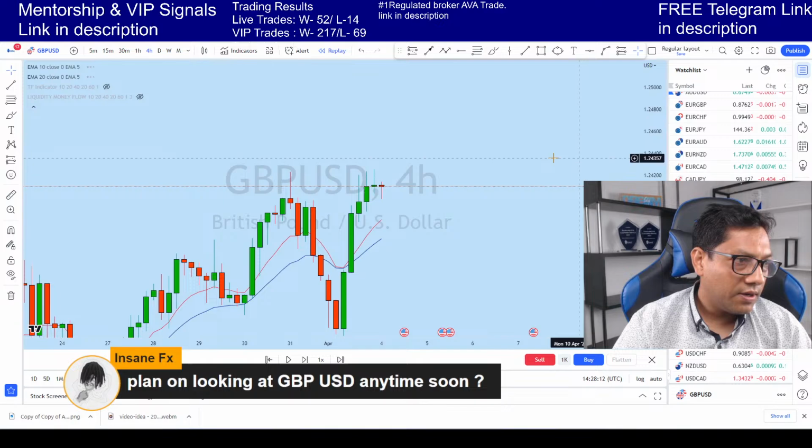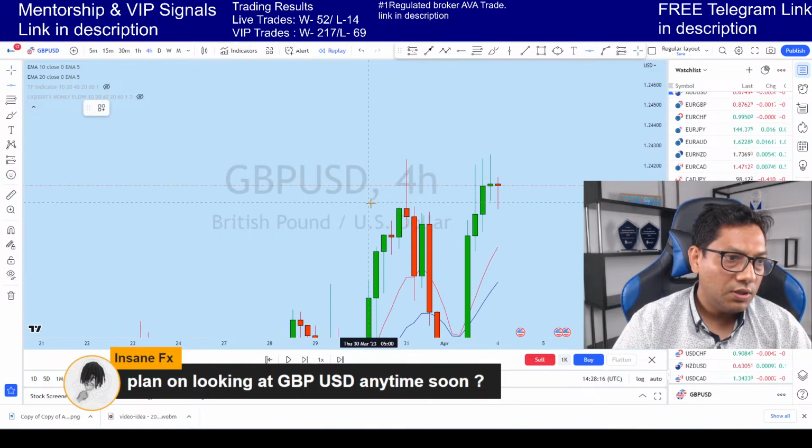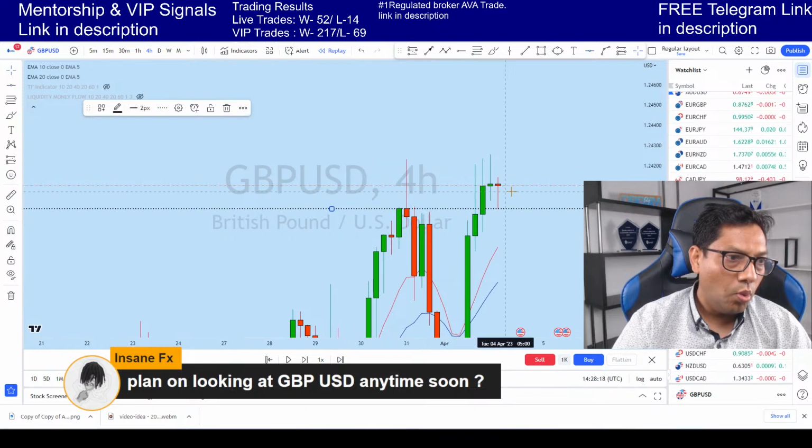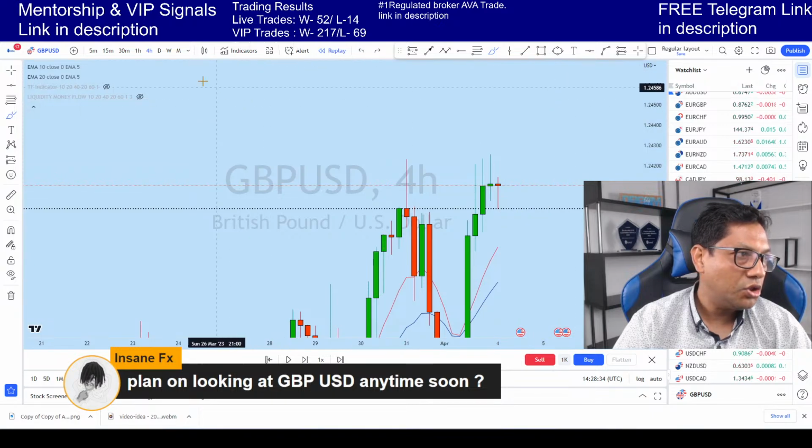You saw back to back two dojis here. Okay, this is the low of the doji, and once this 4-hour candle has crossed this low, there is something you will find very important on the 5 minutes, and once you can grasp that concept, you can take very big trade. Let me show you what it is.